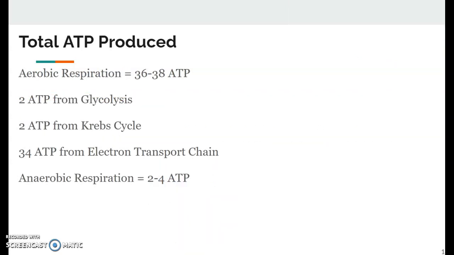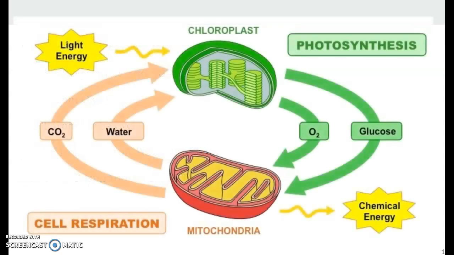All right, so total numbers, anywhere from 36 to 38 ATP is produced from aerobic respiration. We've got 2 from glycolysis, 2 from the Krebs cycle, and 34 from the electron transport chain. And anaerobic respiration will produce 2 to 4. All right, again, here's the overall process, and I want you to see that these two organelles sort of need each other, right? The oxygen produced from the chloroplast is used by the mitochondria. The carbon dioxide produced from the mitochondria is used by the chloroplast.